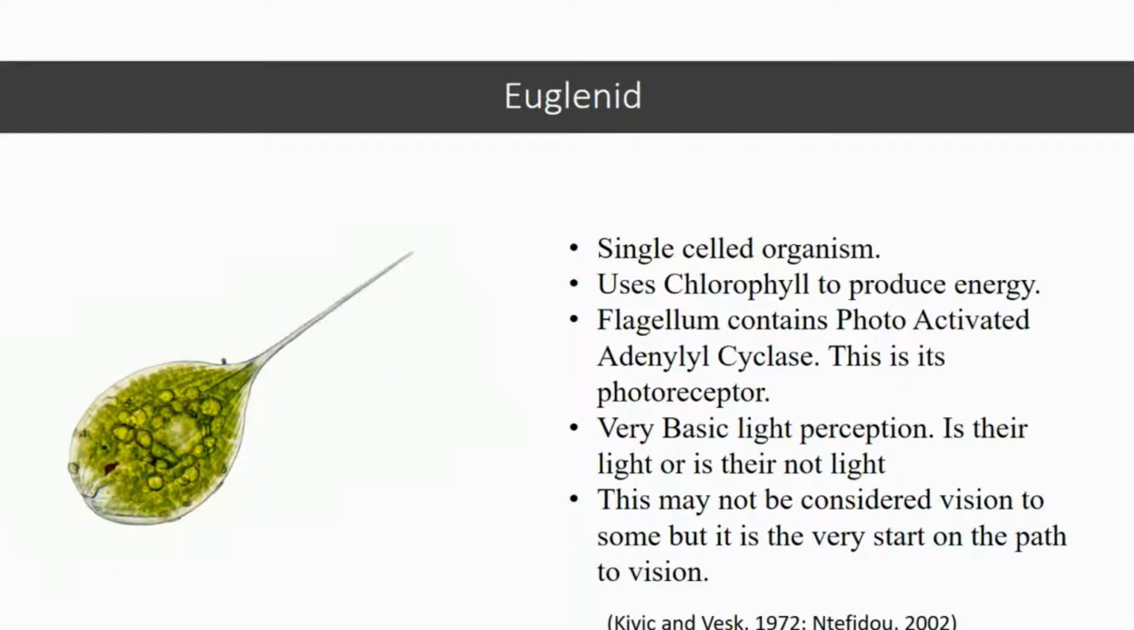First, we have the euglenid. These are single-celled organisms. They use chlorophyll to produce energy. They're very important when studying the evolution of the eye because all the euglenid can do is determine if there's light or not. That is the most simple form of light perception. Is there light or is there no light perception? The euglenid, at the very end of its flagellum here, has a receptor that helps it to understand where the light is located to move towards the light for photosynthesis, for its survival.